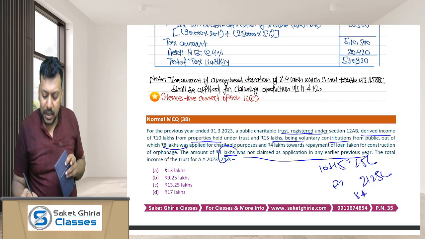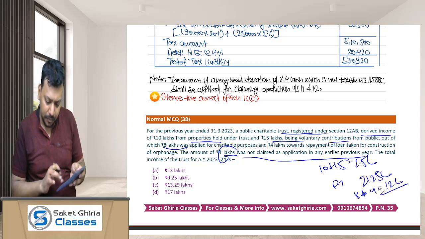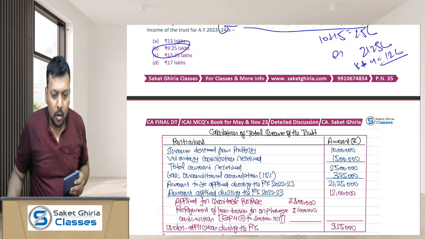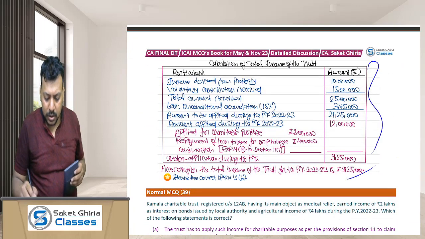So the total application is 8 plus 4, which means 12 lakh. So the under application is 9.25 lakh. So the income of the trust would be 9.25 lakh. So the correct option is B. Okay, so dear friends, again there is a detailed explanation over here.